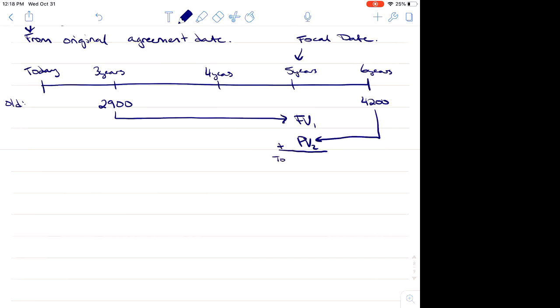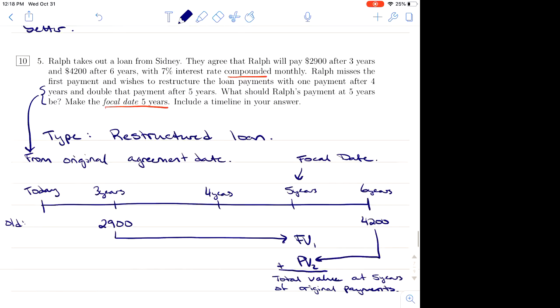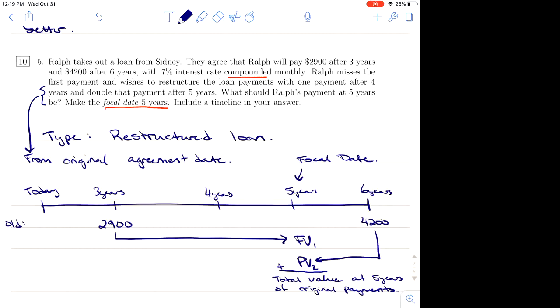So this is the total value at 5 years of original payments. Now he's suggesting a new payment plan. He's saying, okay, well, I missed this one at 3 years, right? The $2,900. Okay. And so I want to make one payment after 4 years and then double that payment after 5 years.